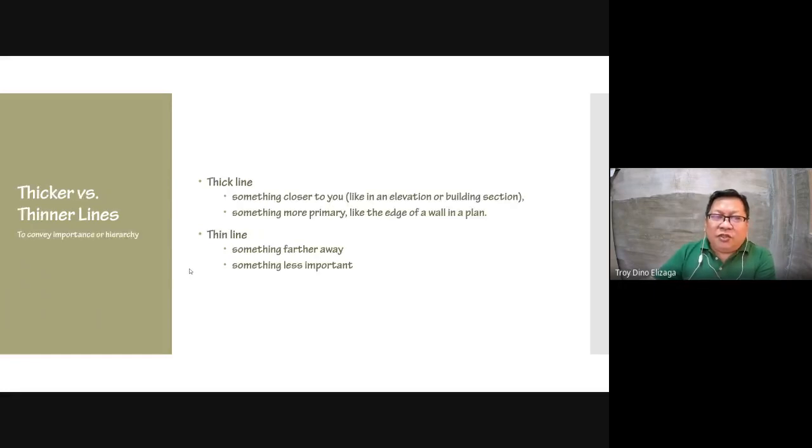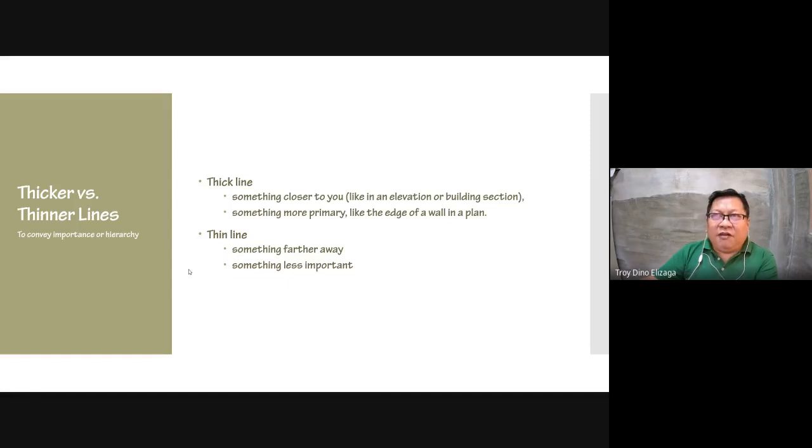now there are also lines which are thick and thin. Thick lines are something that are closer to you, like an elevation or building section, and something more primary like the edge of a wall in a plan. So there's a hierarchy involved. No? But thin lines are something farther away.